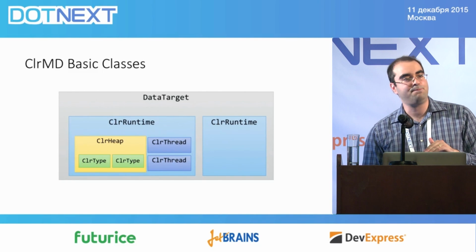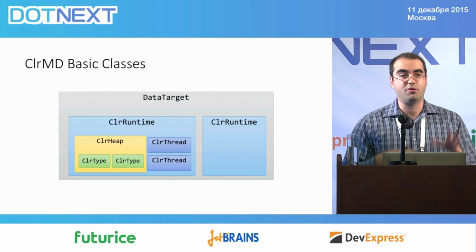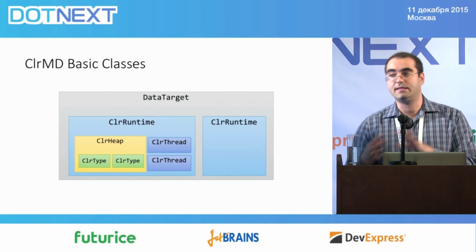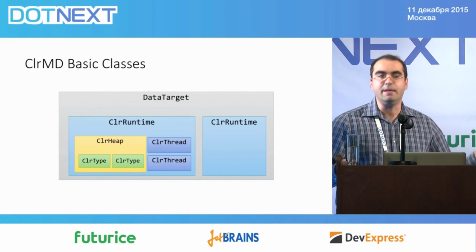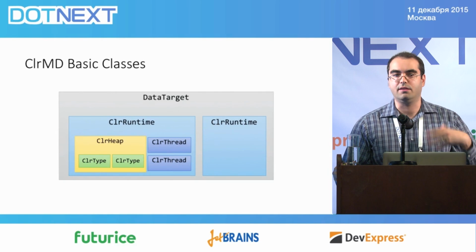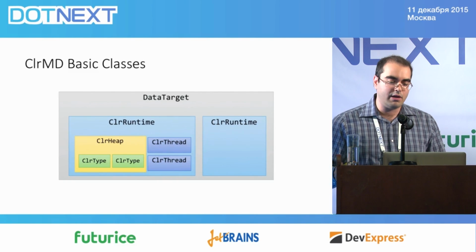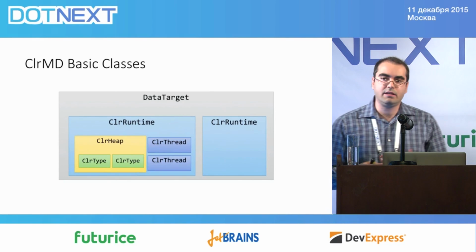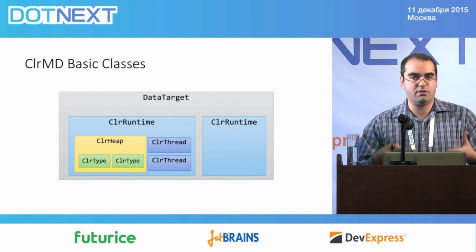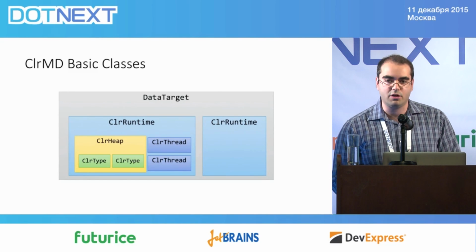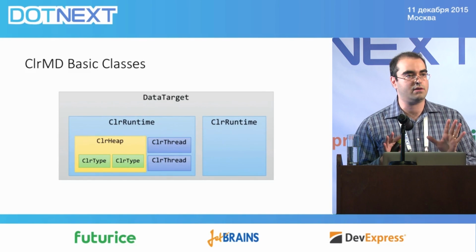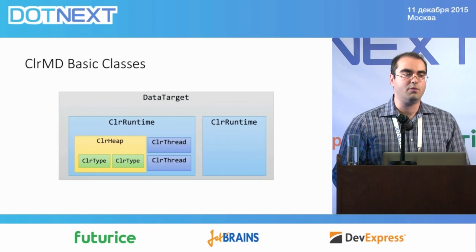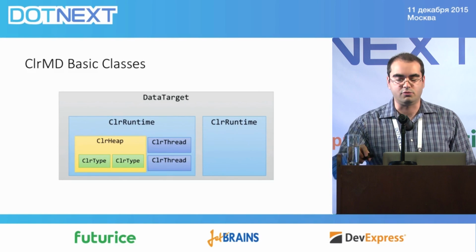Inside that runtime, you have threads. You can look at threads, call stacks, exceptions. You have the heap, so you can look at objects and types and fields. And you have a bunch of additional concepts not depicted here. But basically, you can look at the inner workings of a live process or a dump file using plain C# code, which is pretty well documented too.